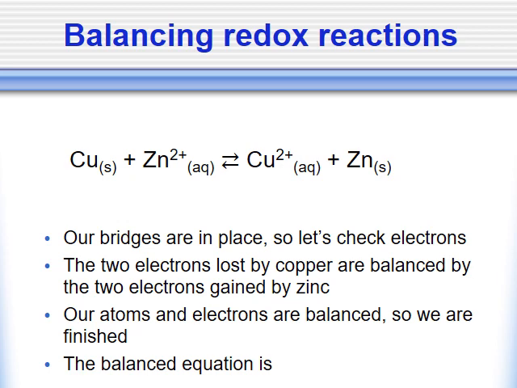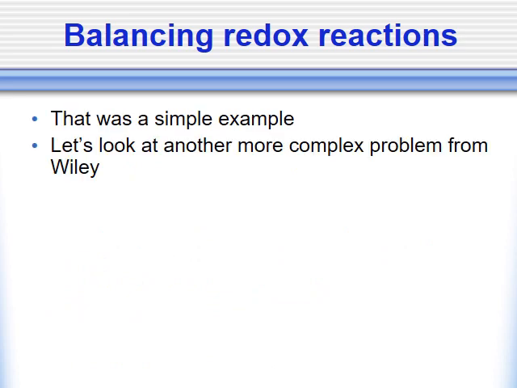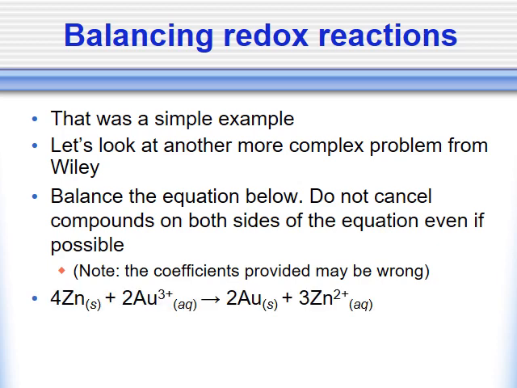Now, this is a good example for showing how the bridge method works, but there are other examples that are not so simple. Let's do another one. And this problem actually is from Wiley. The instructions are: balance the equation, do not cancel compounds on both sides of the equation even if possible, and it also says note the coefficients provided may be wrong. In addition to working this problem out, I want to give you some hints to make this problem easier to work.